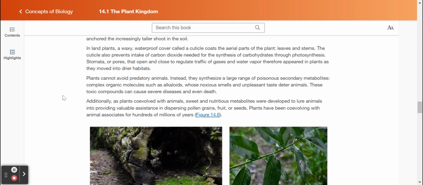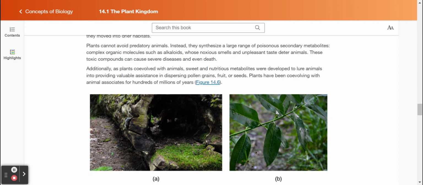Additionally, as plants co-evolved with animals, sweet and nutritious metabolites were developed to lure animals into providing valuable assistance in dispersing pollen grains, fruit, or seeds. Plants have been co-evolving with animal associates for hundreds of millions of years.